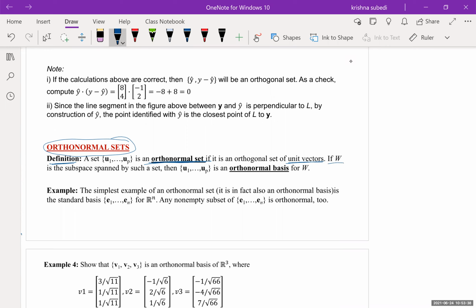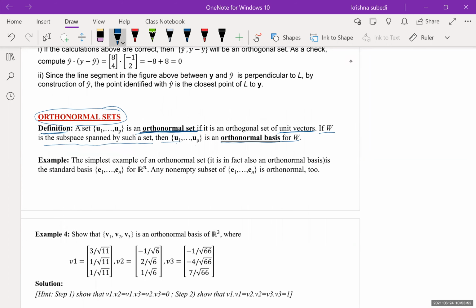Okay, and if W is the subspace spanned by such a set, then U sub 1 all the way up to U sub p is an orthonormal basis for W. And one simplest example of an orthonormal set is actually the standard basis that we discussed in our previous chapter.